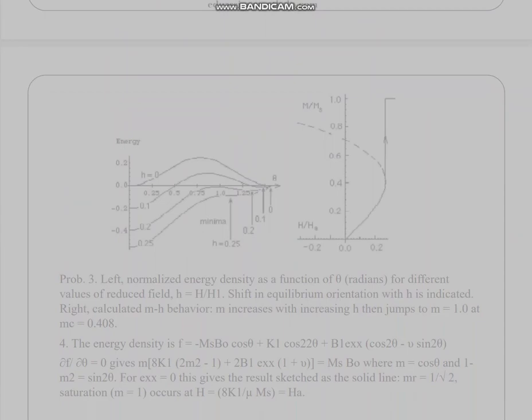Prob 3. Left, normalized energy density as a function of theta, radians, for different values of reduced field, h equals H/H1. Shift in equilibrium orientation with h is indicated. Right, calculated mh behavior, m increases with increasing h, then jumps to m equals 1.0 at mc equals 0.408.